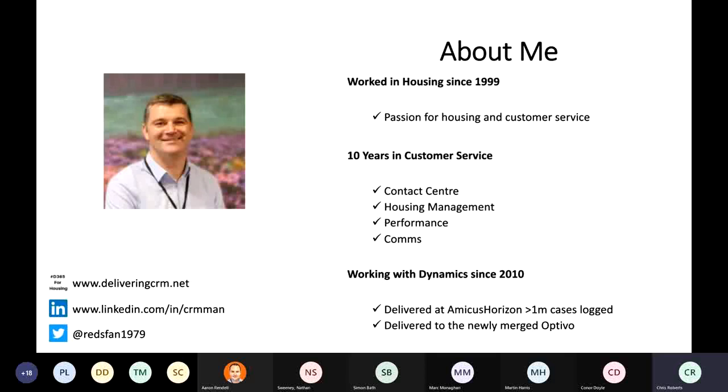I worked at a housing association called Amicus Horizon, where we implemented Dynamics, and when I left, they'd logged just over 1 million cases before we then merged with another housing association to form Optivo, which is in the G15, so one of the largest housing associations.